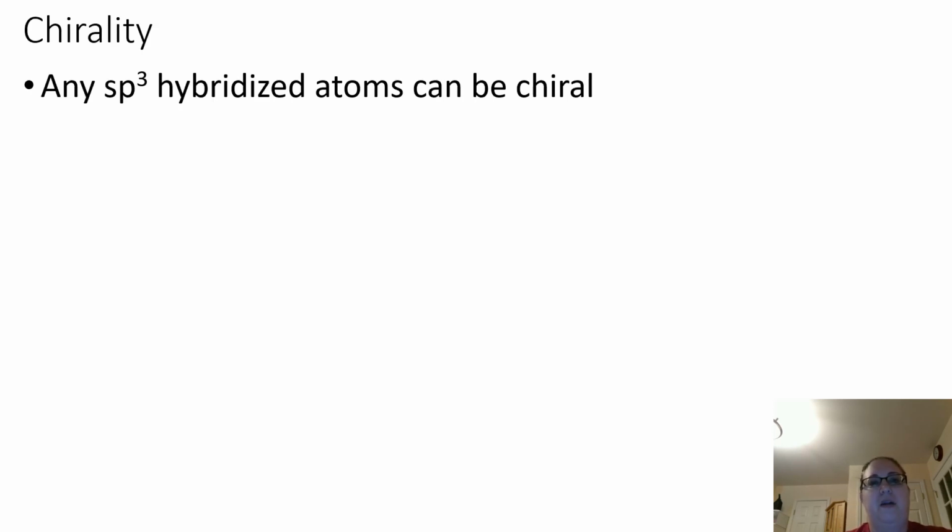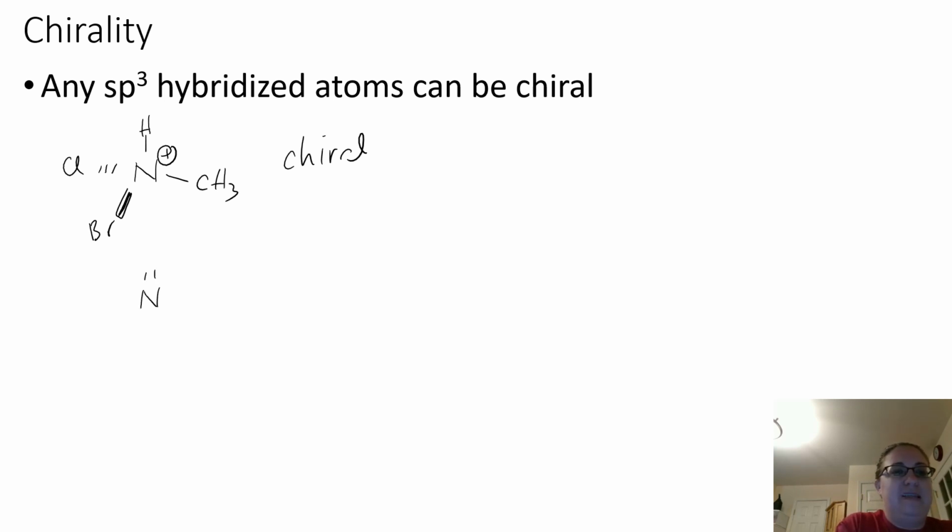Any of our sp3 hybridized atoms can be considered chiral, not just carbon atoms that are sp3 hybridized, but any of our atoms that are sp3 hybridized and have those different attachments. So if we look at nitrogen, and if nitrogen has 4 different attachments associated with it, it will be considered chiral for us. It will have a non-superimposable mirror image, but it does have to have 4 different attachments in order to be considered chiral.